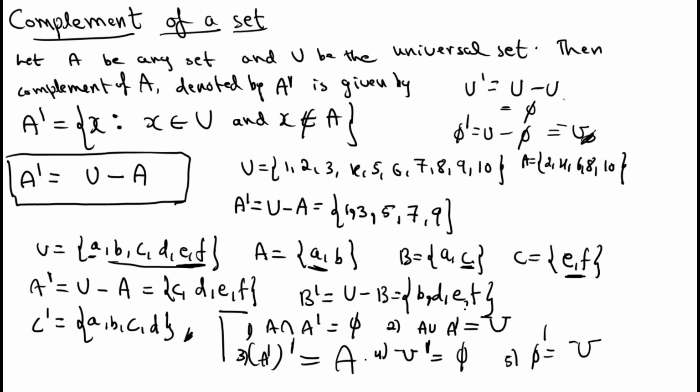So these are very important formulas. First one is A intersection A dash is equal to the empty set. A union A dash is equal to the universal set. Third one, A complement whole complement equal to A. Fourth one, the universal set complement, that means the complement of everything is nothing. Then the empty set complement, the complement of nothing, is equal to the universal set. These are very important: U dash is equal to the empty set, and the empty set dash is equal to U.